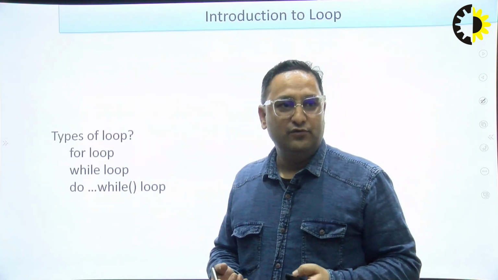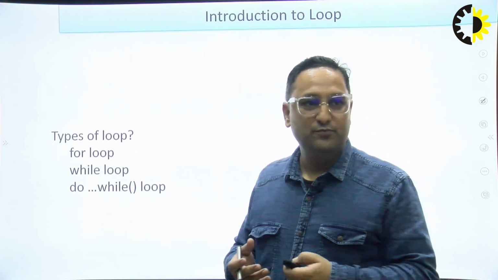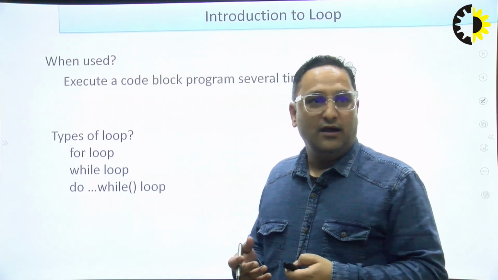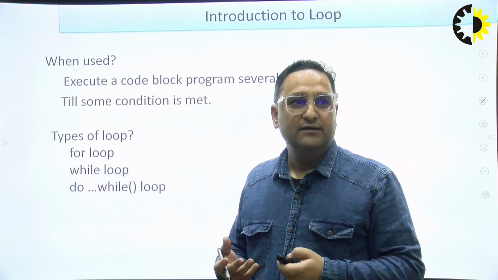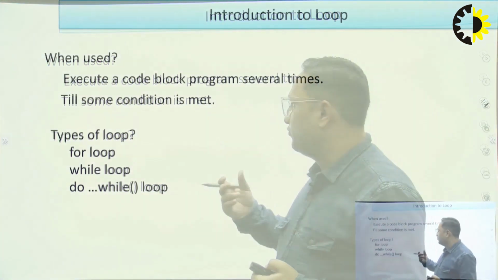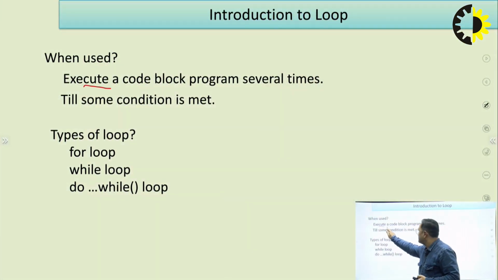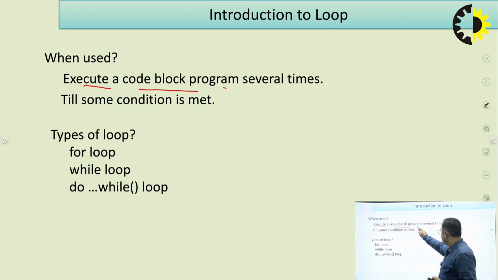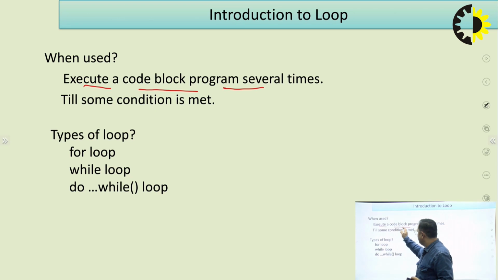So, types of loop. Before understanding types of loop, it is better to understand when it is used, and what the purpose of using the loop is. It executes a code block of a program several times. So if you want to do one thing multiple times in a program you are writing, you use this concept, the loop. And it does it multiple times till the condition is met. So there would be one condition which will terminate this loop.